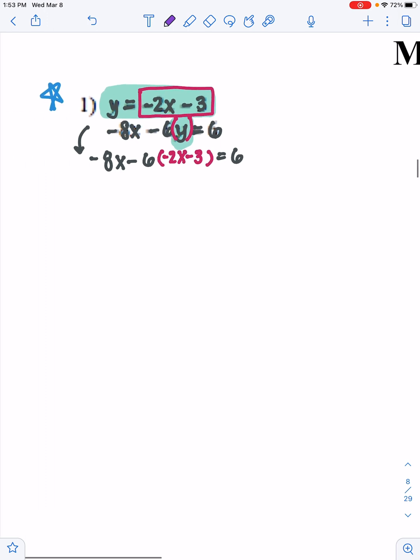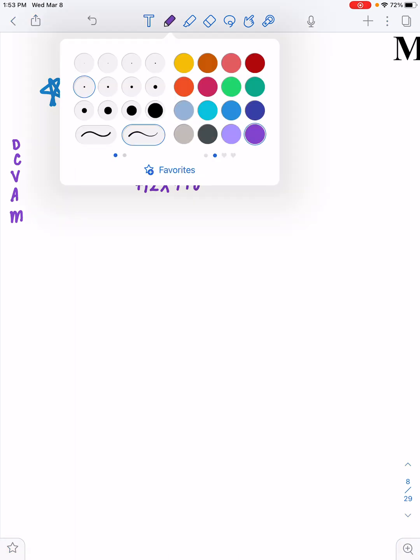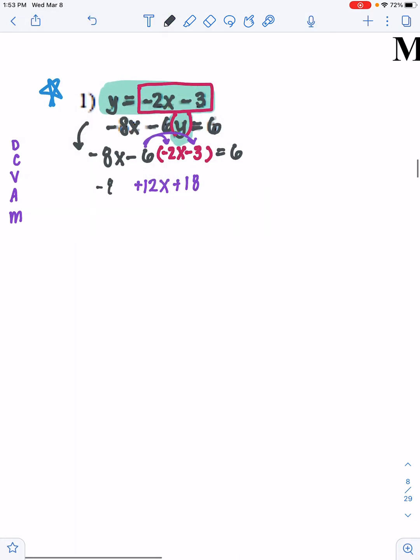Once you have it plugged in, remember our steps for solving an equation. Don't call Veronica after midnight. D stands for distribute, so we are distributing, in this case, a negative 6. So negative 6 times negative 2x is positive 12x. Negative 6 times negative 3 is positive 18. And we should bring down the rest of the equation. All right, that was distribution.